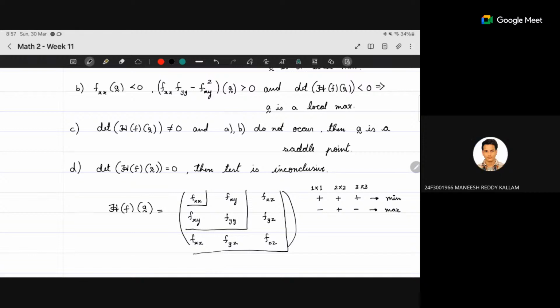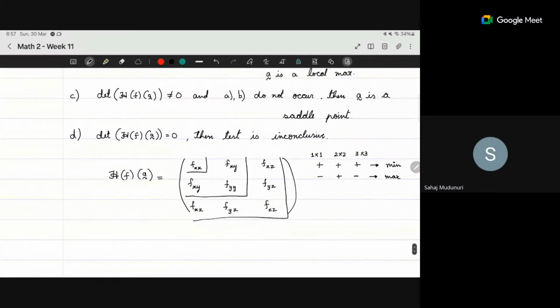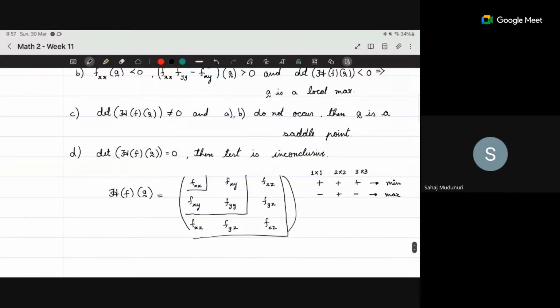Could you repeat the from 1x1, 2x2, 3x2? Once again, could you repeat that, sir? Sir, is Okay, 0, so- 0 plus, is it a saddle point? 0, 0 plus. Let me answer his question first.